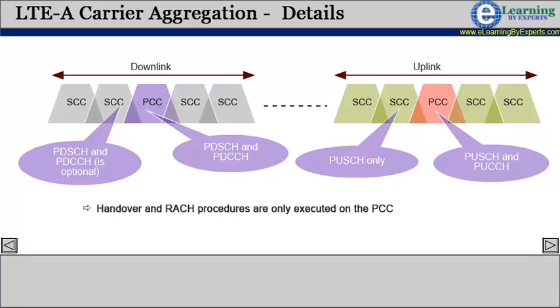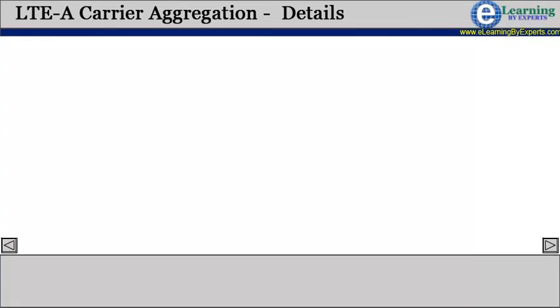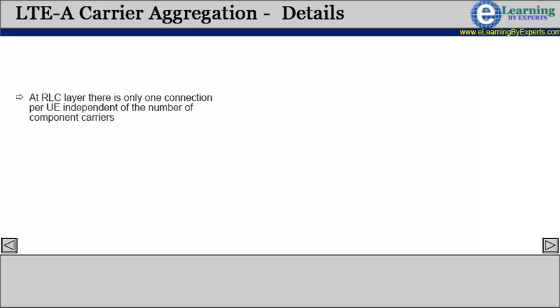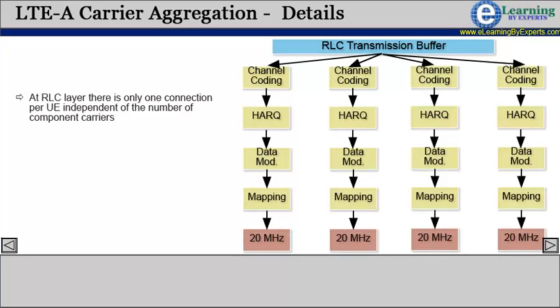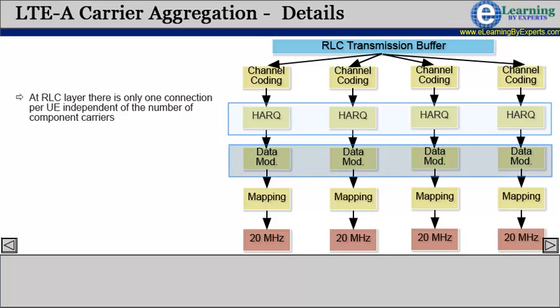Handover and RACH procedures are only executed on the PCC. On the radio link control (RLC) layer, there is only one connection per UE independent of the number of component carriers assigned. Multiple CCs are handled on the medium access control (MAC) layer. There are separate HARQ transmissions/acknowledgements and data modulations for each CC. The UE provides individual channel state information (CSI) reporting for each individual CC.